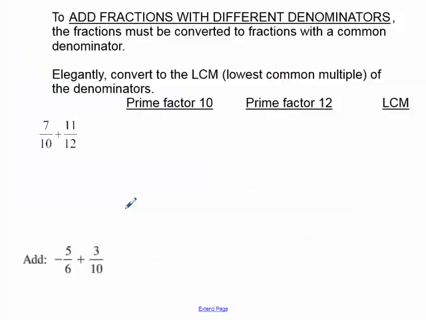The harder part comes in when we don't have the same denominator. If we have different denominators, we've got to convert those fractions to a common denominator, so we would convert to the lowest common multiple. If we've got a question like 7/10 plus 11/12, a common multiple between 10 and 12 would be 120, but that's really not the lowest common multiple, and we need to make our life as easy as possible.